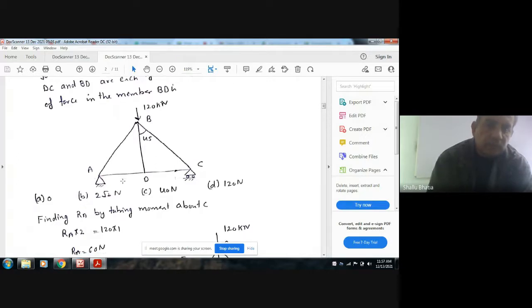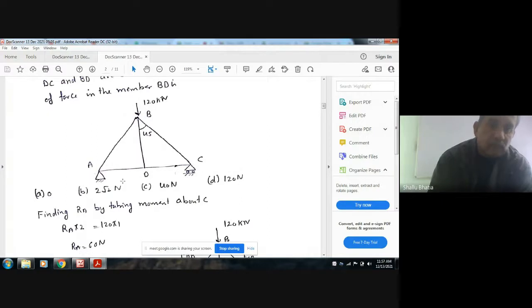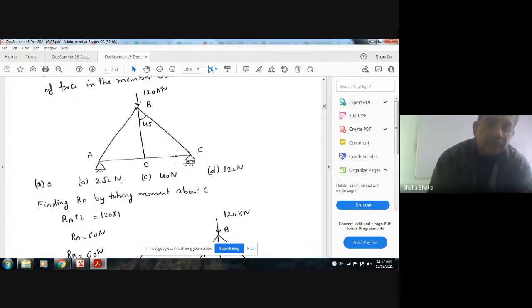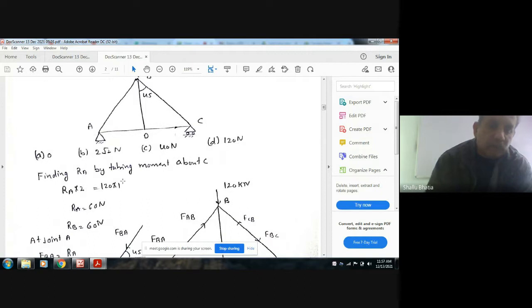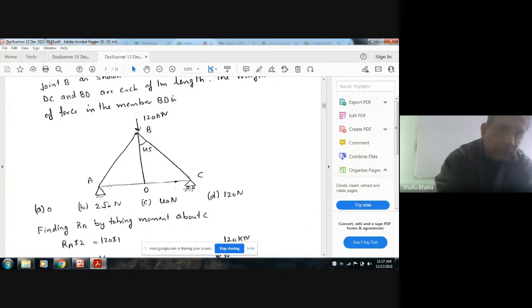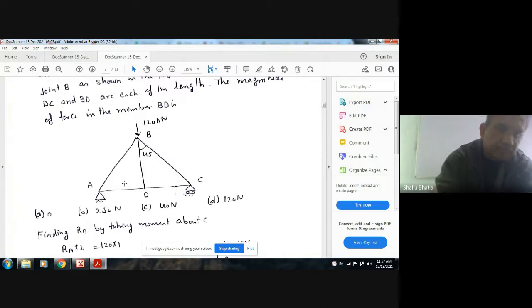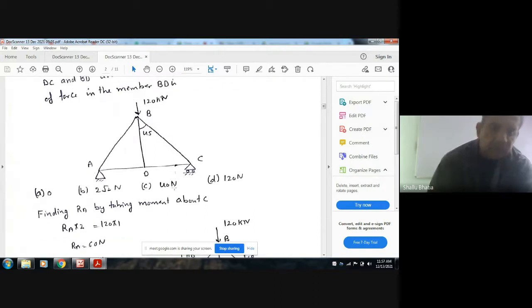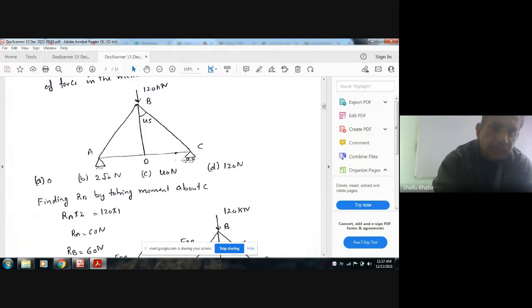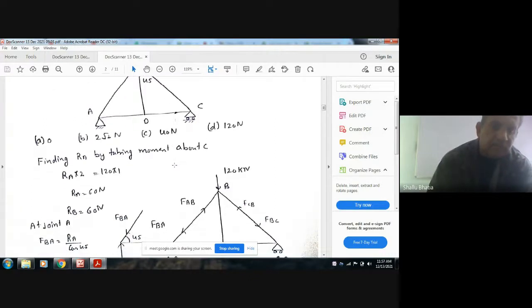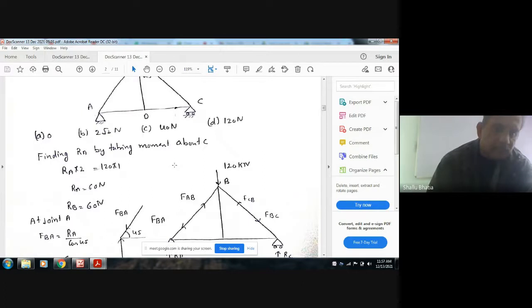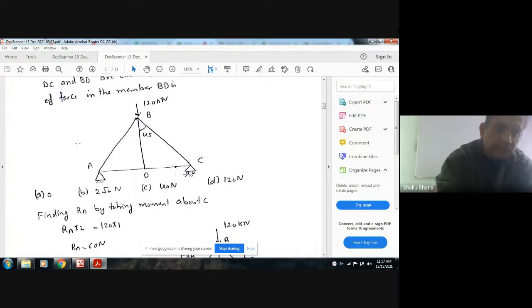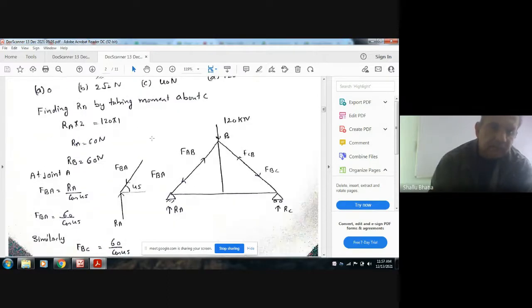Okay, now by taking moment about C, you can find out RA. Okay, so suppose RA is vertical, RA into the distance is 2, because each member is 1 meter, RA into 2 equals 120 into 1. Okay, so RA will be 60. Similarly, the other reaction RC is also 60. So RA and RC are each 60.